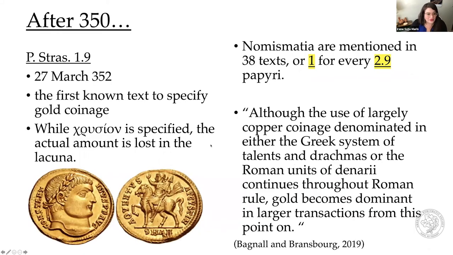When you compare it though, in the 350s the picture changes quite rapidly and dramatically, I would say. Basically, we have numismatia or solidi mentioned in 38 texts, which is the equivalent of one for every almost three papyri, a much higher rate than before the 350s. And we have the first actual text where the solidus is being used as a unit of payment. It comes from 352, so well into the middle of the fourth century.